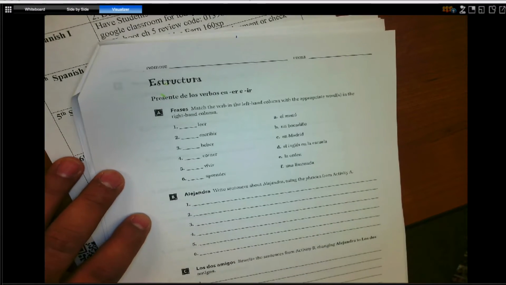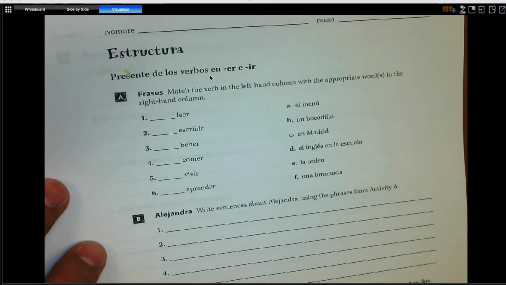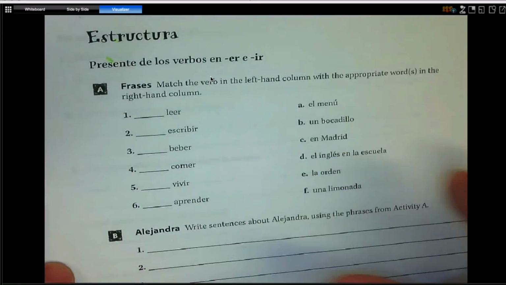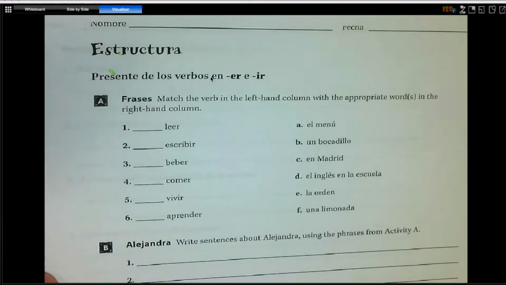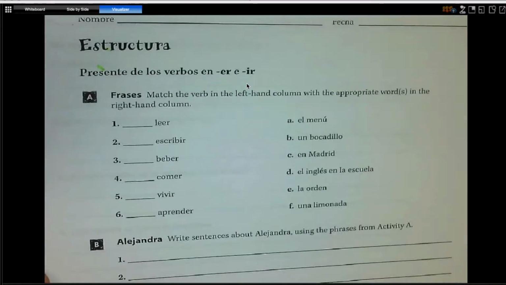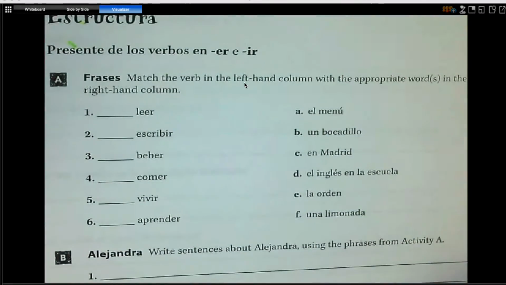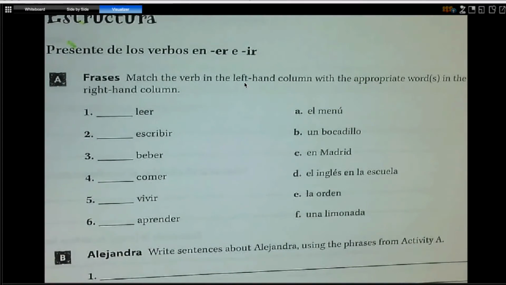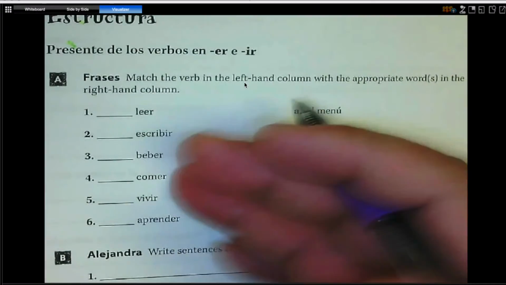So today we are working on our estructura, right? And we'll do most of this together as a class. And then remember that tomorrow you'll do this on your own for a quiz. Okay, first section is pretty simple. You're matching the verb in the left-hand column with the appropriate words in the right-hand column, right? So they have something in common here, right?